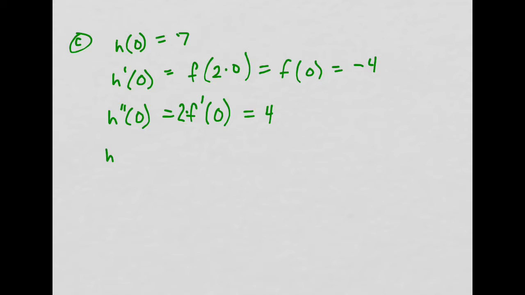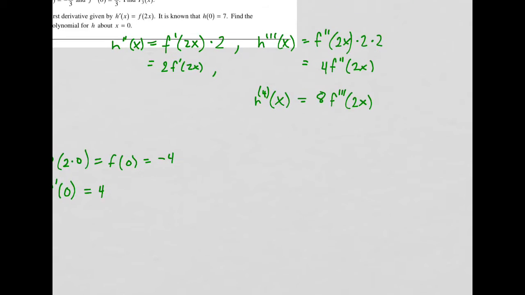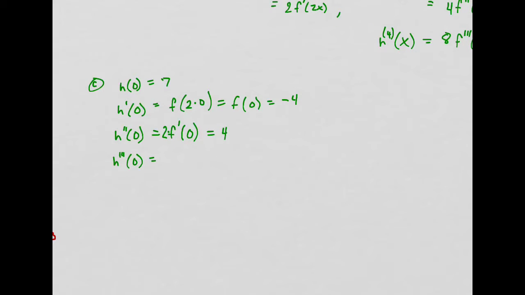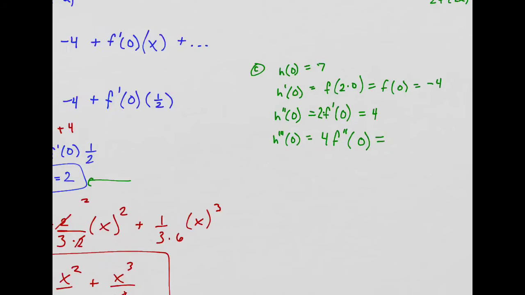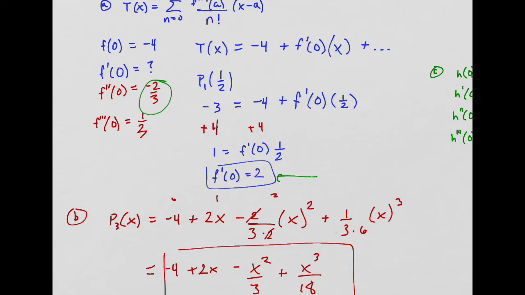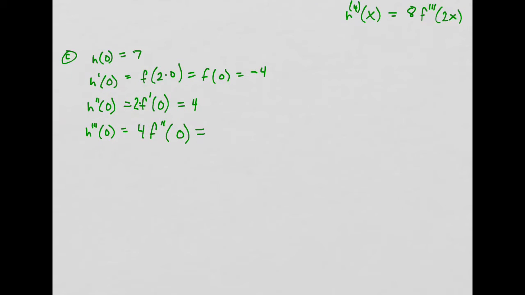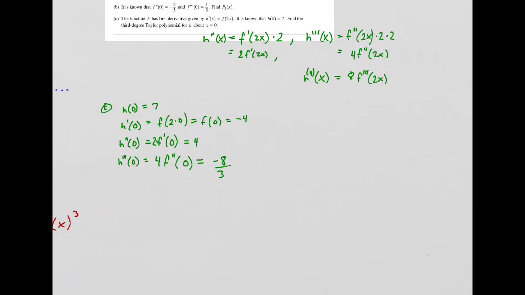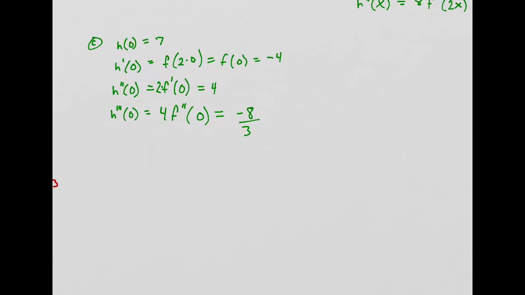Very good. h triple prime of 0 is equal to 4 f double prime of 2 times 0, which is just 0 in there. So what is f double prime? Negative 2 over 3, and I'm multiplying it by 4, so that's negative 8 over 3. Easy. And now I just put it into the formula. It seemed harder than it was. So what do we get?